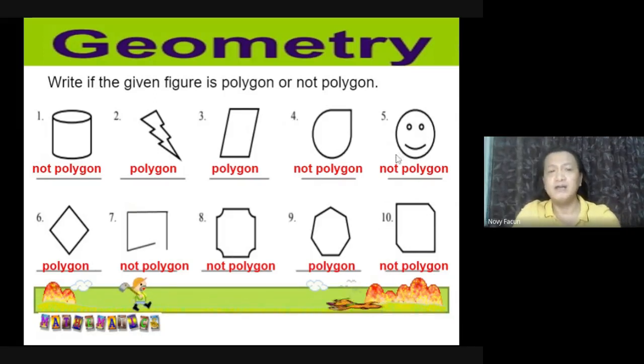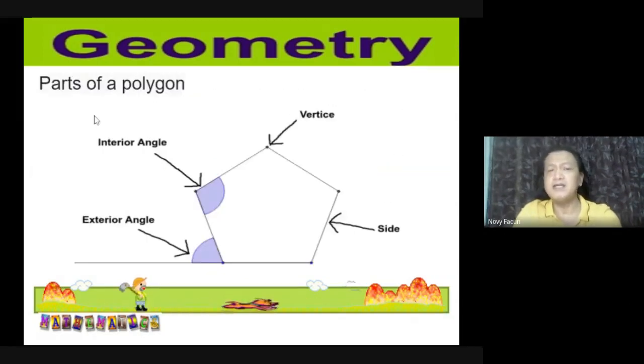So, with that, there are parts of polygon. So, ano-ano yung mga parts nila? Meron tayong angle, may vertex, may side. So, yung angle, sinasabi natin interior. Ibig sabihin yung angle na nasa loob ng polygon mo. So, we have here, ito yan. So, meron tayong interior angle dito, meron din dito, meron dyan, meron dito, meron dyan.